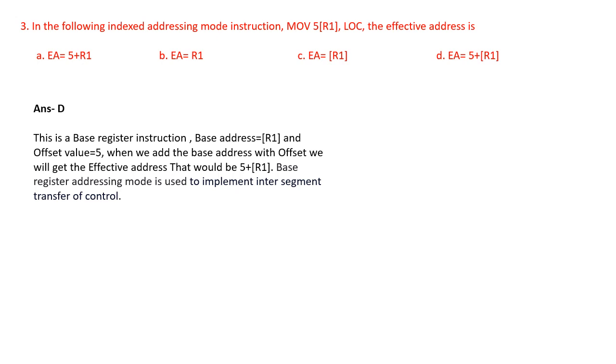Base register addressing mode is used to implement inter-segment transfer of control. Inter-segment transfer of control means it is used when we want to switch from one memory segment to another memory segment. So the answer of this question will be D. Now we will go to the next question.